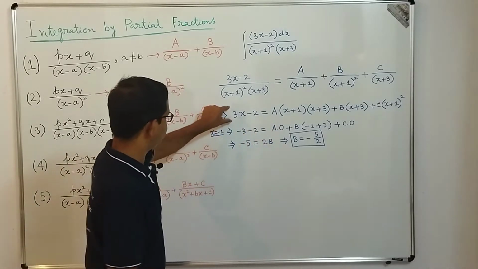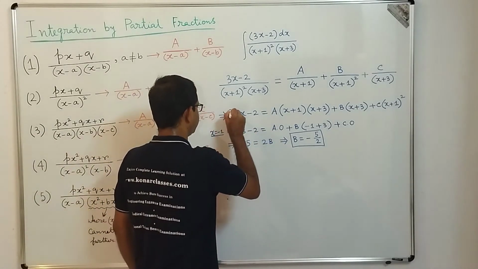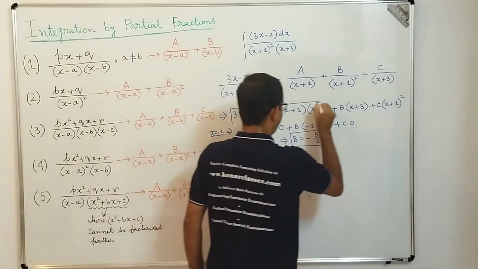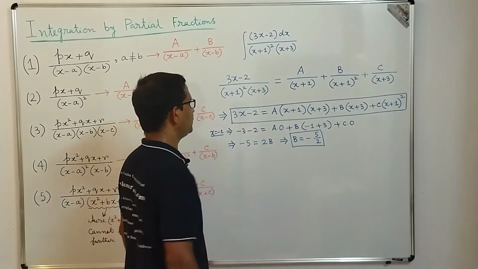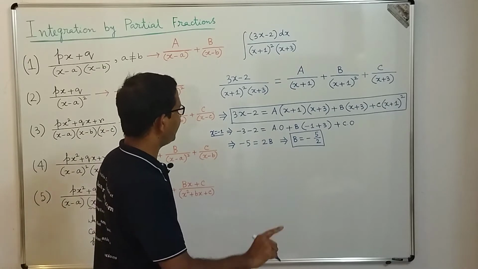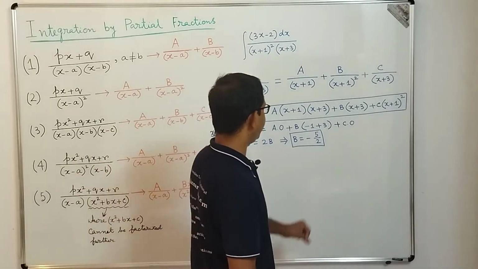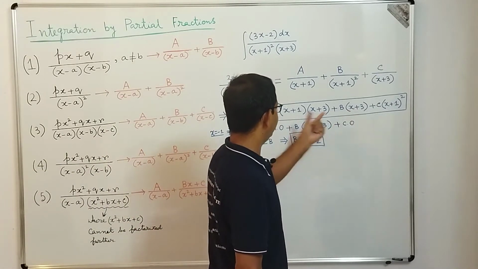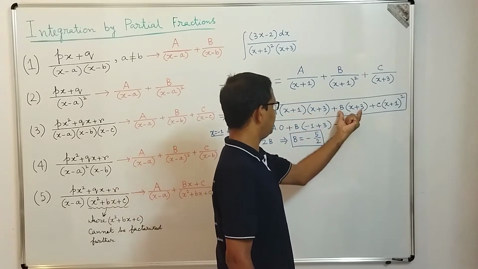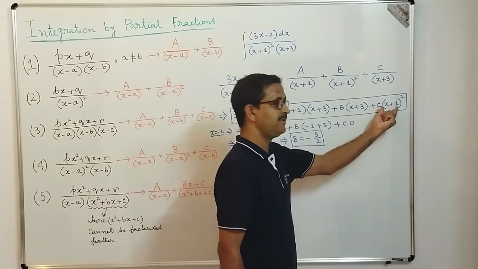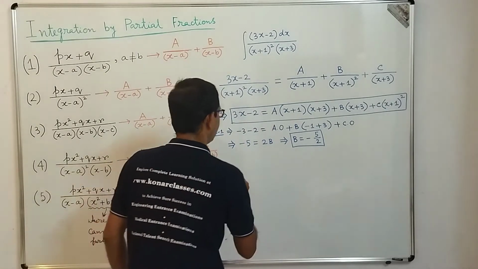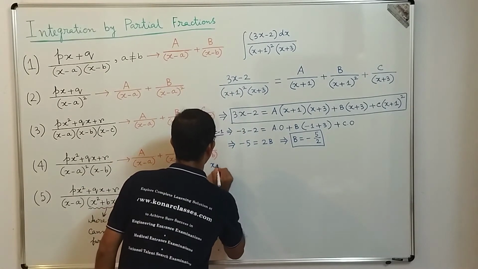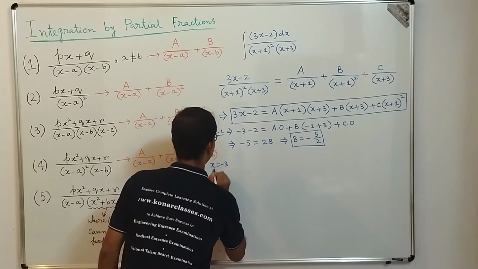In this expression, this is a very important identity. In this identity, dear students, we are going to apply the value of x equal to minus 3. Then this will be 0, this will be 0 and this will remain. In that way you can find the value of c. So we need to apply the value of x equal to minus 3.